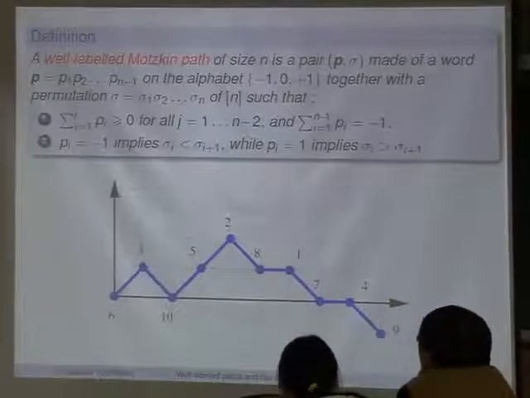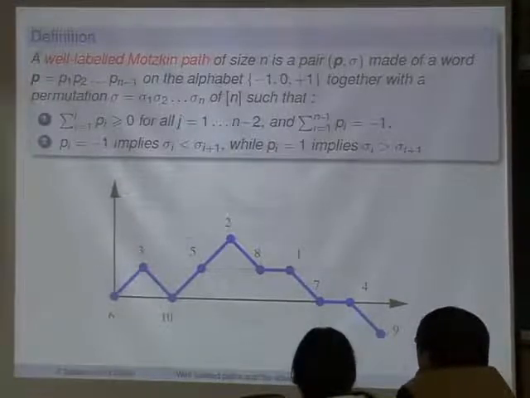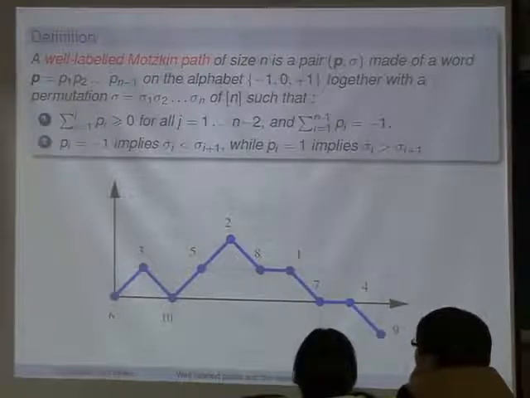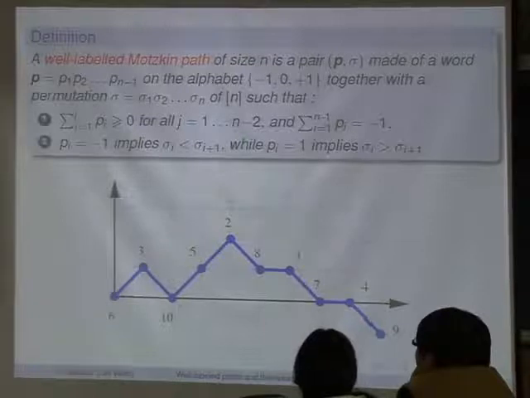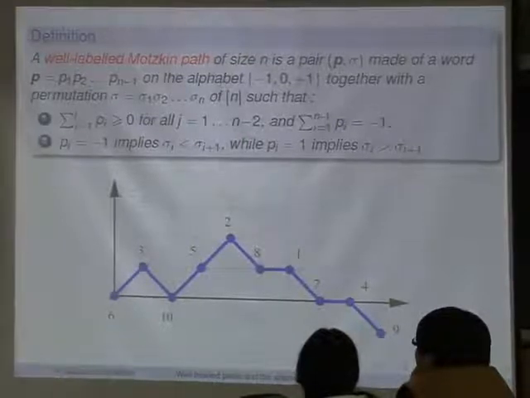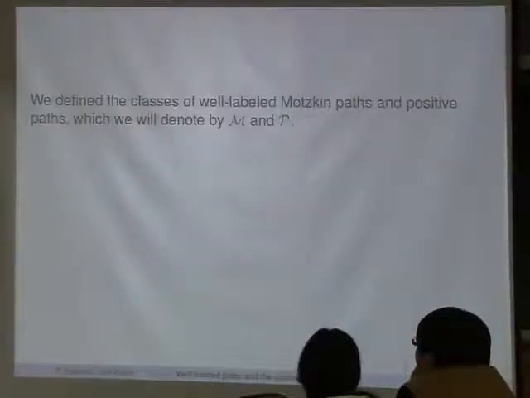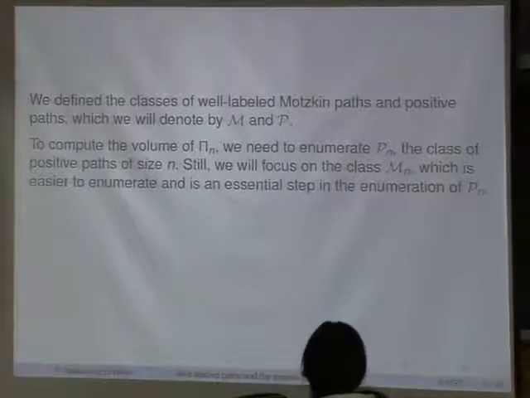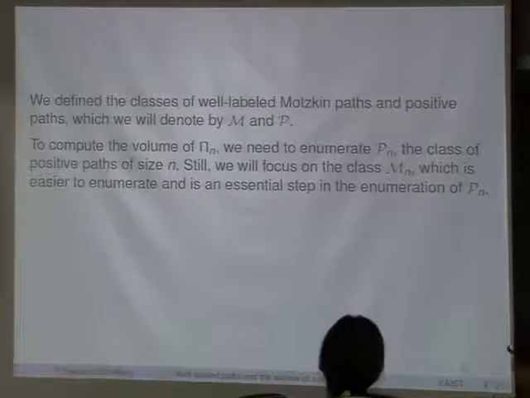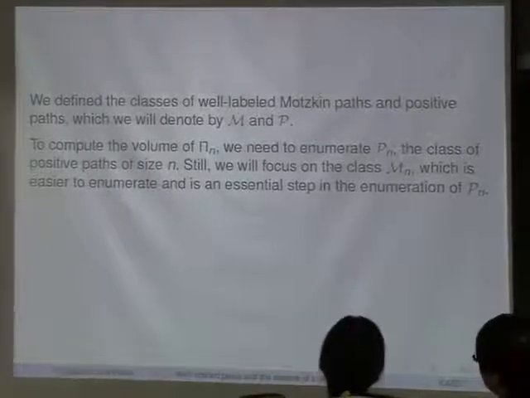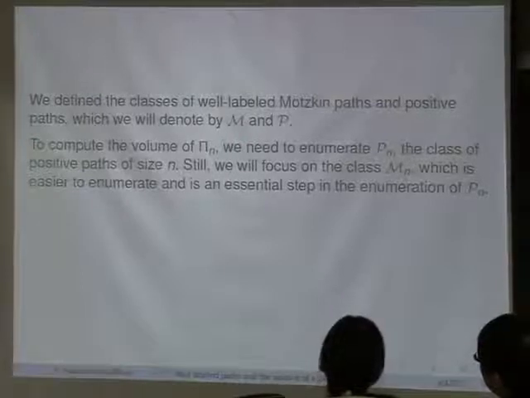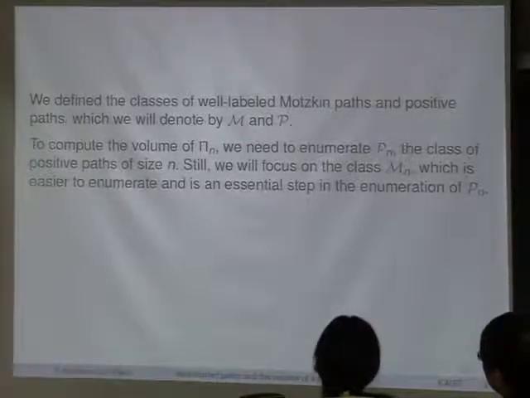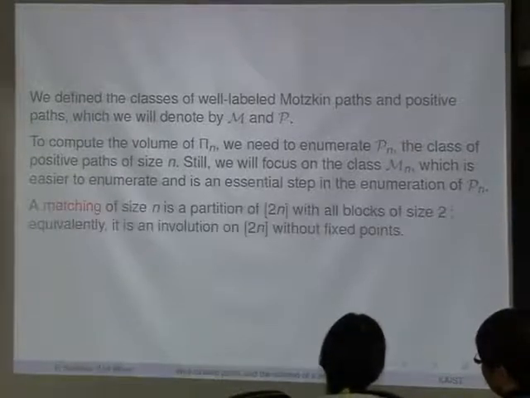So did everyone understand what these paths are exactly? Because that's all we need for the rest. I will not come back to the polytope or whatever. So well-labeled: it stays above the axis, and has one extra step at the end to go to height -1. I'll call M the class of Motzkin paths, P the class of positive paths. It's easier to consider first the class of Motzkin paths, and then in the end I will go quickly through how to go to positive paths, the original ones.